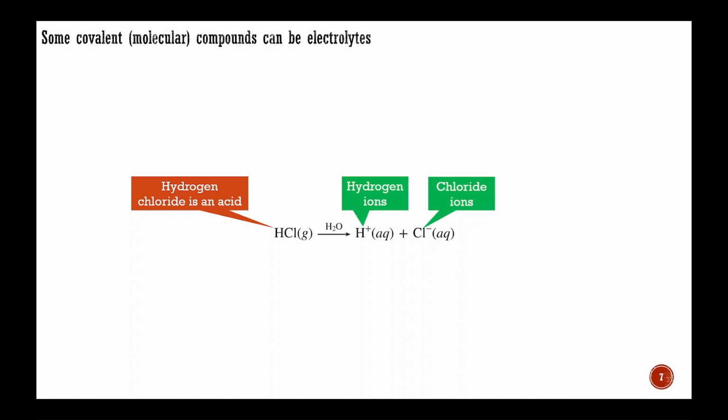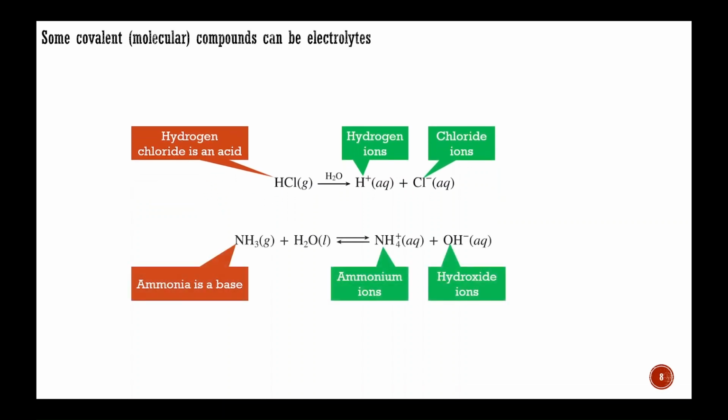You might recall from high school that acids are compounds that dissolve in water to produce hydrogen ions. For example, hydrogen chloride ionizes to produce hydrogen ions and chloride ions. Acids are one of two important classes of covalent compounds that act as electrolytes. The other class is molecular bases, which are compounds that dissolve in water to produce hydroxide ions. Ammonia, for instance, reacts with water to produce ammonium and hydroxide ions.